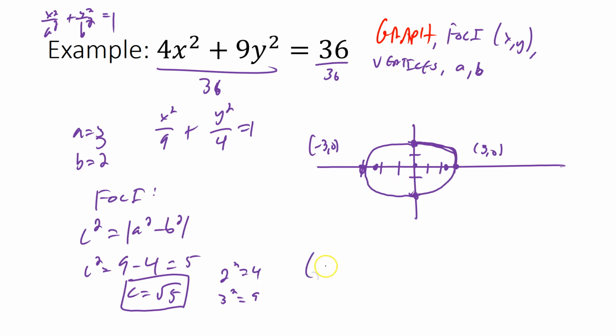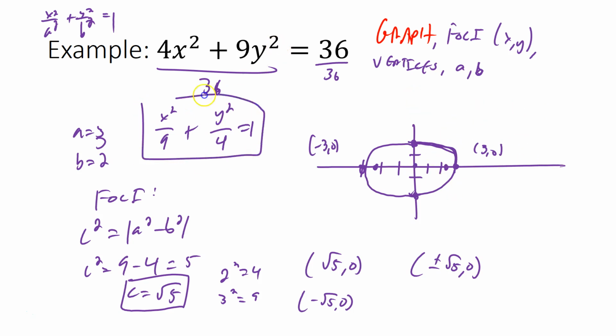So the foci are going to be at positive root 5, comma 0, and at negative root 5, comma 0. Sometimes you see people do this, plus and minus root 5, comma 0. That's fine with me if you want to do that. Okay? All right. So graphing an ellipse, not that bad as long as you have your equation in standard form.